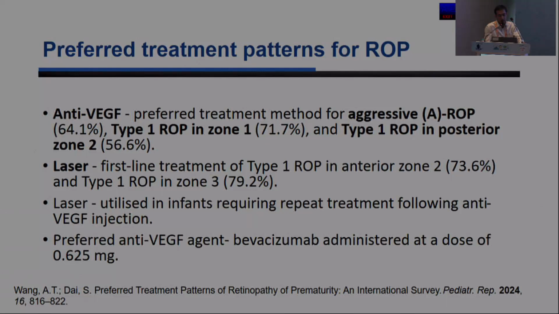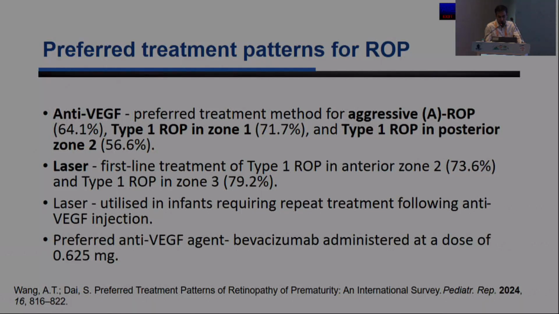So most of the ophthalmologists for aggressive ROP, type 1 ROP in zone 1 and type 1 ROP in posterior zone 2 were using anti-VEGFs. Laser was used for disease in anterior zone 2 or zone 3. Laser is a definitive treatment, but it is routinely being recommended and preferred by ophthalmologists once the anti-VEGF has been given, to treat the persistent avascular retina, or once the disease recurs. Mostly the ophthalmologists were not giving a repeat injection once recurrence was noted after the first dose of anti-VEGF.